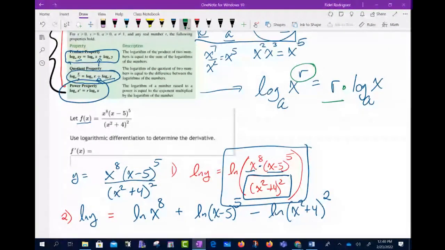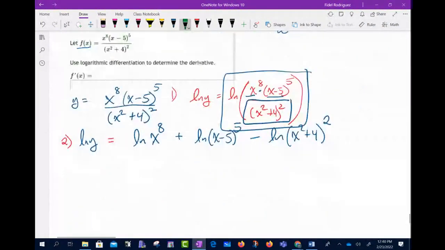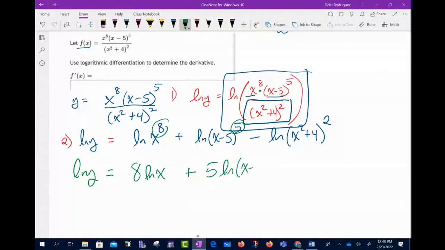So I don't know about you guys, but I see a whole bunch of powers here, right? Okay, so look, we're going to continue here. We're going to natural log of y. This 8 is going to come down to the front, natural log of x, okay? Plus, this 5 is going to come down to the front, natural log of x minus 5, okay? Minus this 2 here is going to come down, natural log of x squared plus 4, okay?